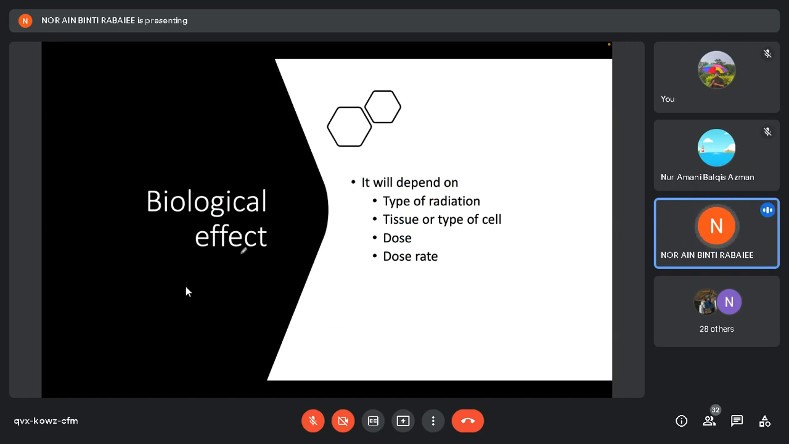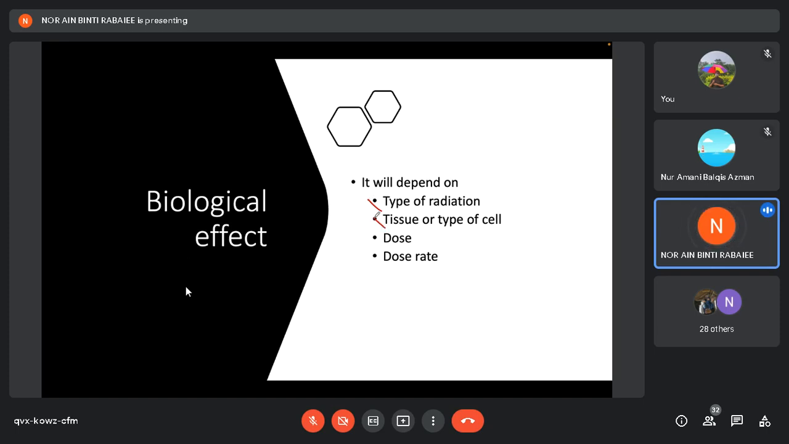Okay. So I think I touched a little bit just now on the biological effect. The biological effect depends on the type of radiation I mentioned: alpha, X-ray, gamma ray. The type of these radiations influences the biological effect. The alpha is very harmful to our body, so the effect caused by the alpha particle is much greater than that of gamma or X-ray.